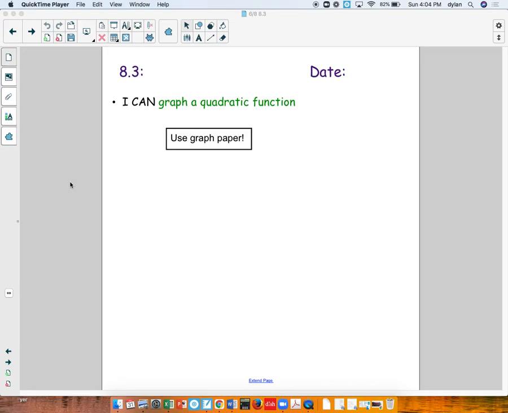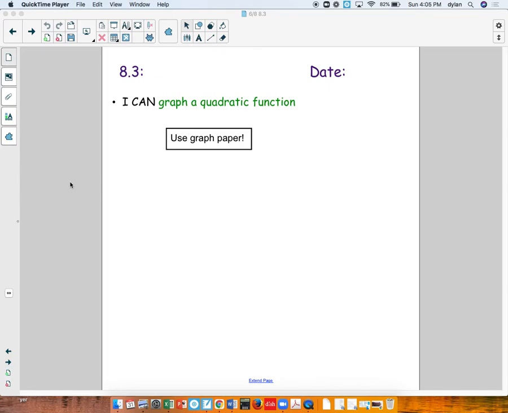Hey everybody, welcome to our lesson video for section 8.3. We're going to continue learning how to graph quadratic functions in this section. And just like we've been doing in 8.2 as well, we're just going to keep adding in pieces to the quadratic equation so that we can graph increasingly complex quadratic functions.